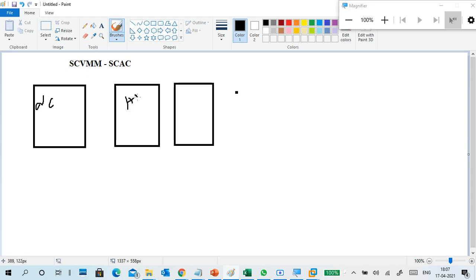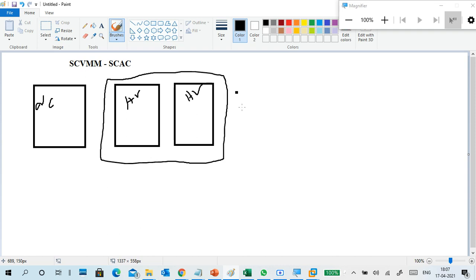This is one Hyper-V machine. This is another Hyper-V. So you have to create one cluster between these two things. Clusterization, that's it. A failover cluster we have to create.